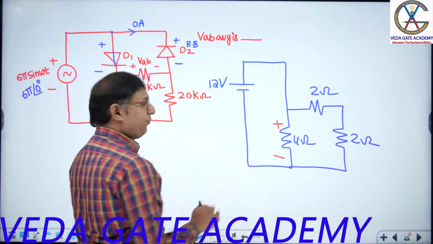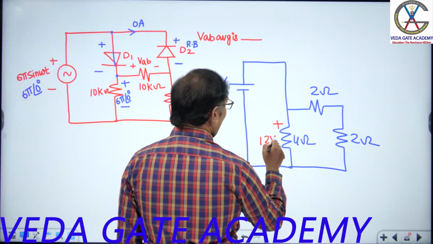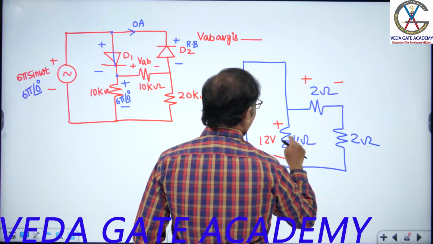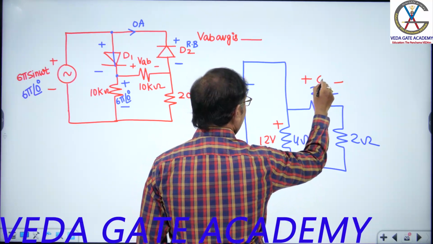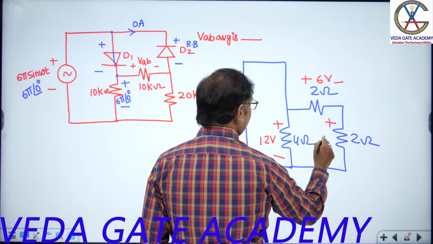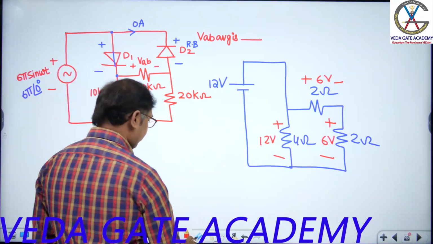Started positive, go to negative, following the KVL sign convention. How much? 12 volts, right? Now, what is this voltage? From the source point of view, these two are connected in series, so it divides equally: 6 volts, 6 volts. Correct or not? Let me use the same principle over there.